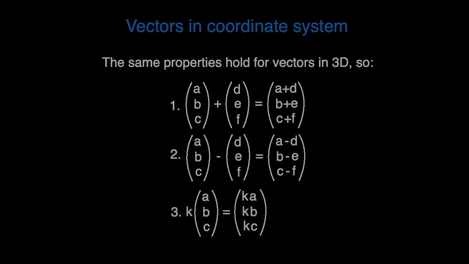Finally, recall that we were considering all these properties for 2D only, but in 3D, the same properties hold exactly the same way, so (A, B, C) plus (D, E, F) is equal to (A+D, B+E, C+F). When we have subtraction, (A, B, C) minus (D, E, F), we can consider this as (A, B, C) plus minus (D, E, F), so we get (A-D, B-E, C-F). And the last property is that any constant k times the vector (A, B, C) is equal to (kA, kB, kC).